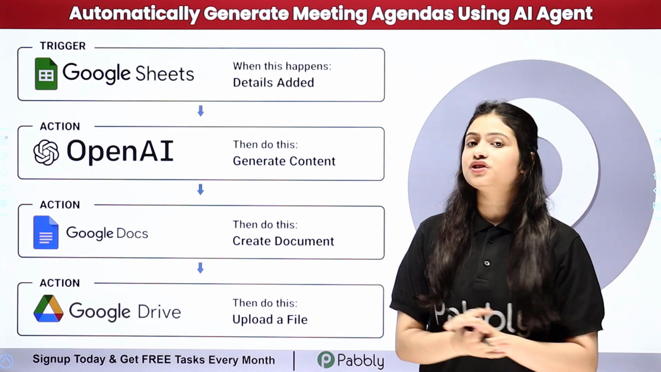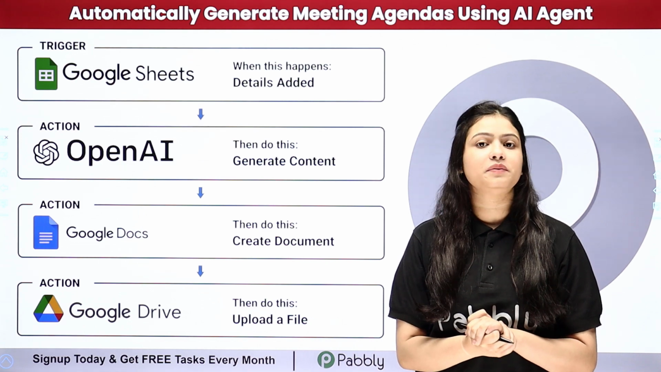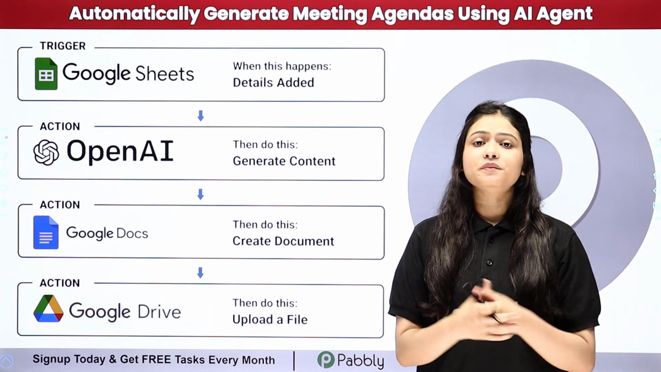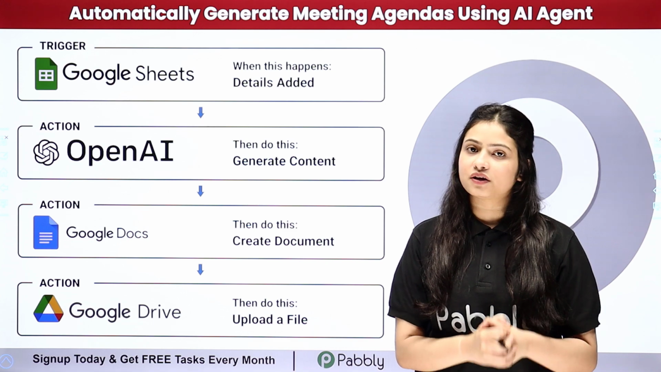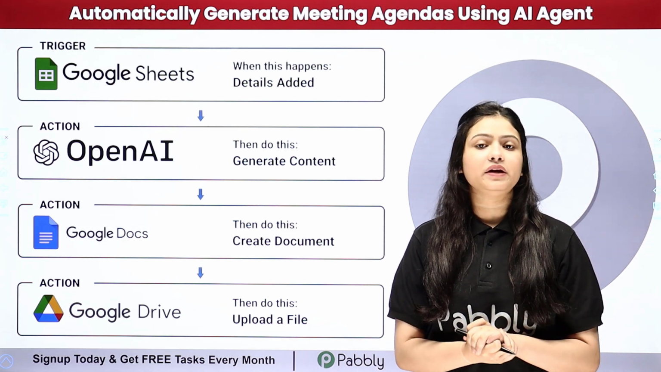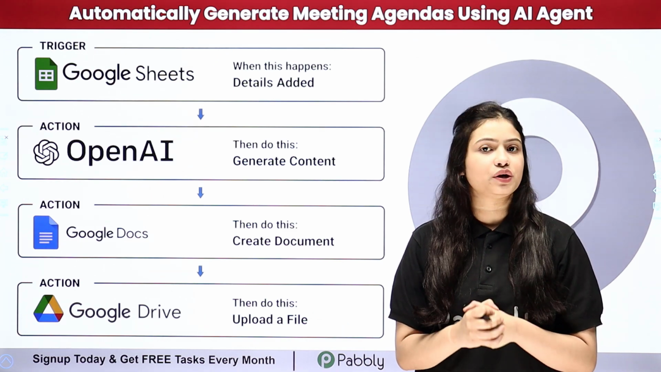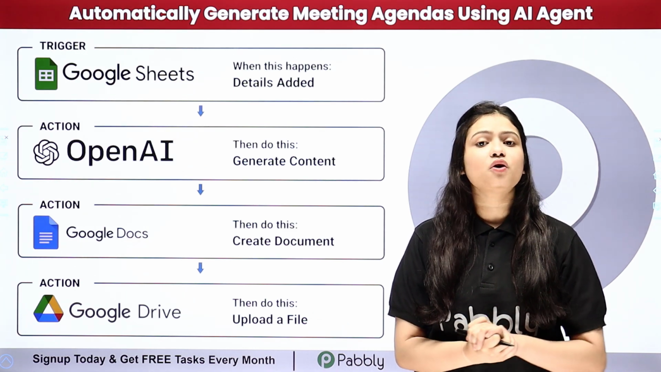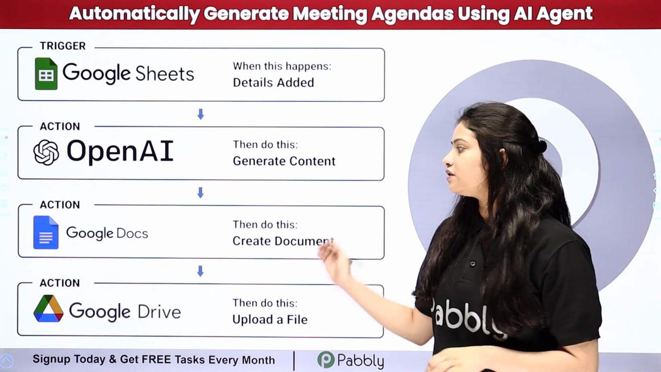So here I have Google Sheets which contains the details of the meeting such as the meeting title, time, etc. Automatically, as soon as a new row is added in my Google Sheets regarding the meeting details, with the help of OpenAI, the content of the meeting, that means the agenda of the meeting, is going to be generated, and automatically the same content is going to be uploaded for the team members in Google Docs.